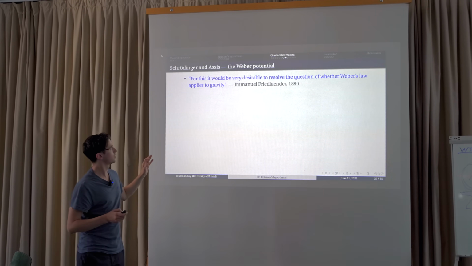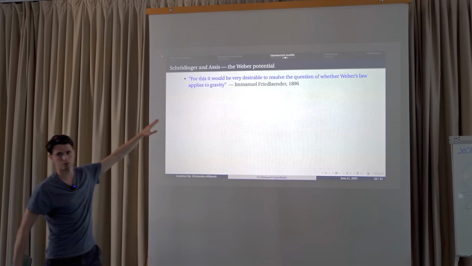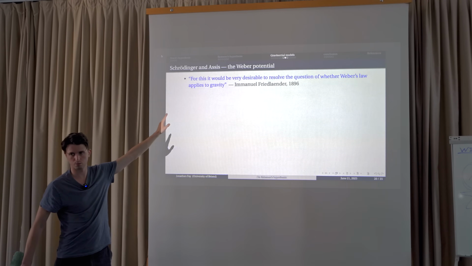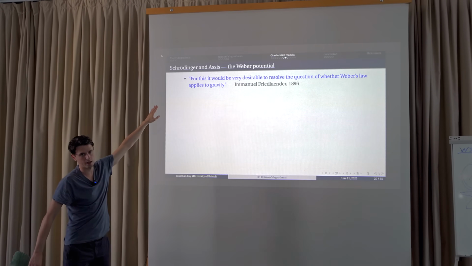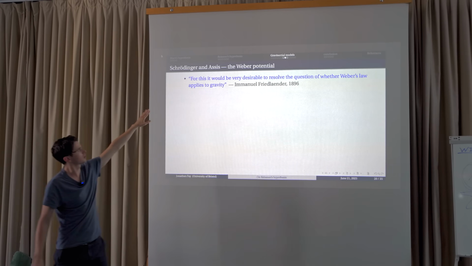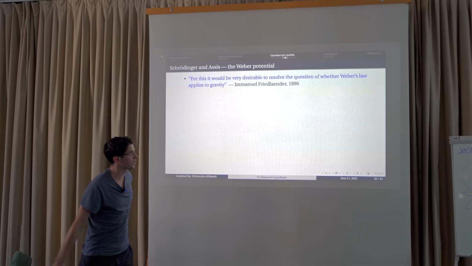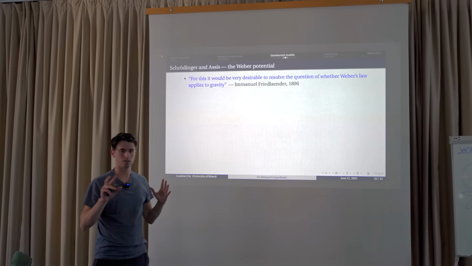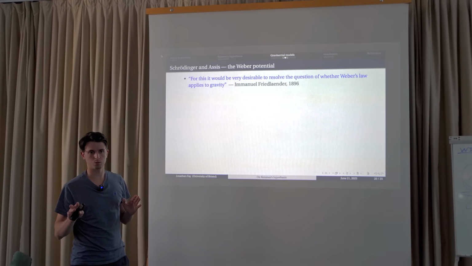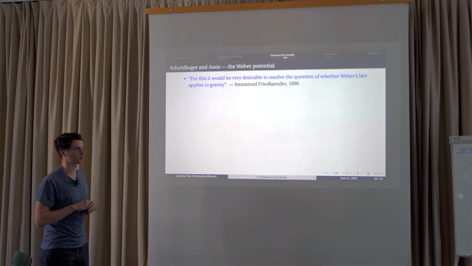So the first person to suggest something along these lines is actually Emanuel Friedlander, straight after the passage that I showed you much earlier in the talk. Emanuel Friedlander adds a footnote where he adds, among other things, this little comment. For this would be very desirable to resolve the question of whether Weber's law applies to gravitation. And Weberian electromagnetism was, before Maxwell, a relational antecedent to Maxwell's theory, right?